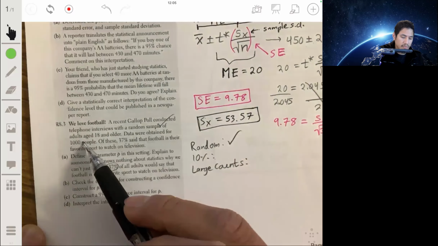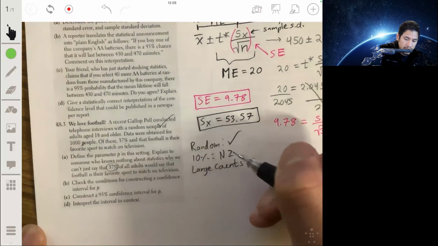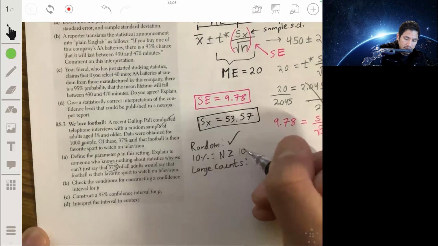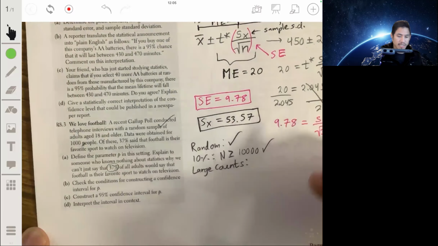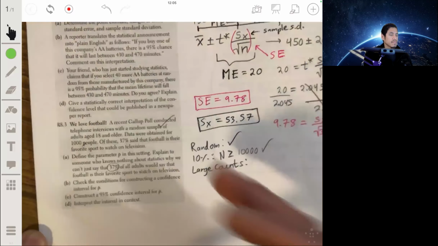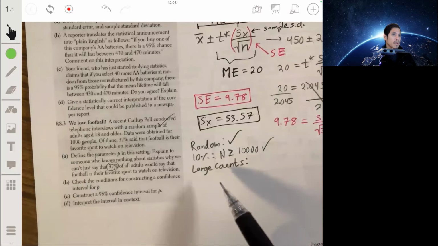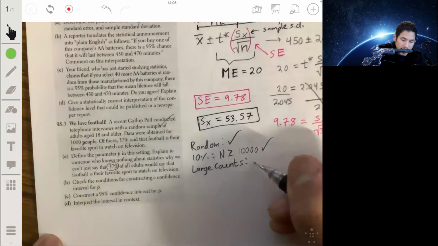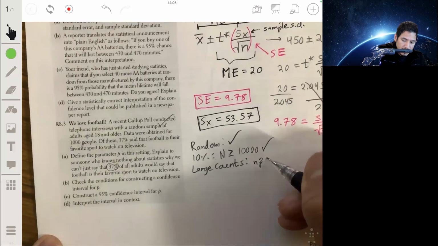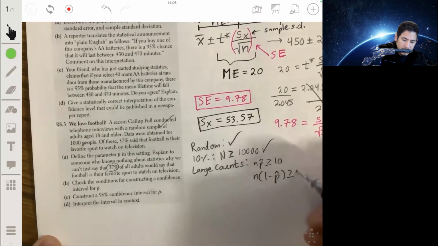10%. So basically we want to say that this is no more than 10% of our population. So our population has to be at least 10 times 1,000, so at least 10,000. And that makes sense. There's at least 10,000 adults in the population. And then the large counts is that n times p hat is at least 10, and that n times 1 minus p hat is at least 10.